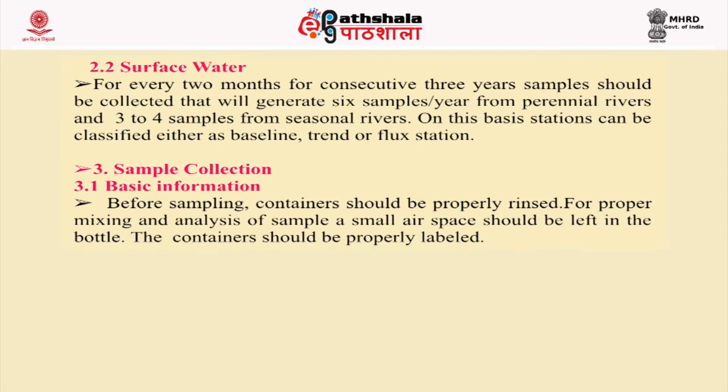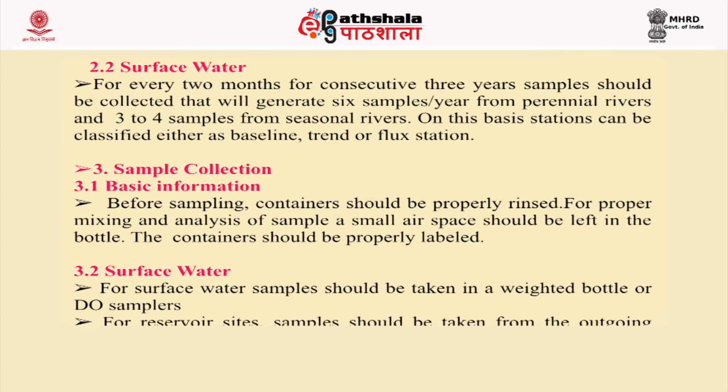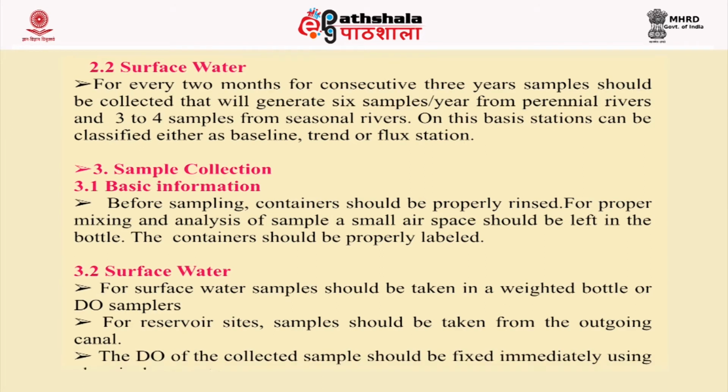Third is sample collection. For sample collection, there is some basic information required, like the containers should be properly washed before sampling. For proper mixing and analysis of the sample, a small air space should be left in the bottle. The containers should be properly labeled. For surface water, a proper bottle or DO samplers can be used. For reservoir sites, the sample should be taken from the outgoing canal. The DO of the collected sample should be fixed immediately using a chemical reagent.